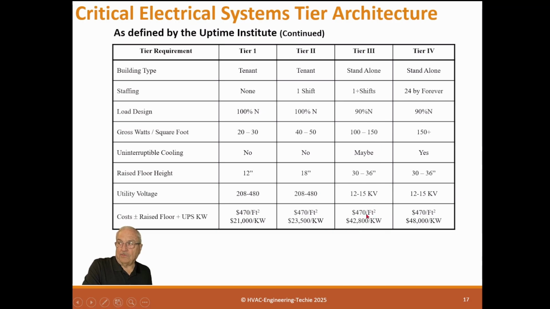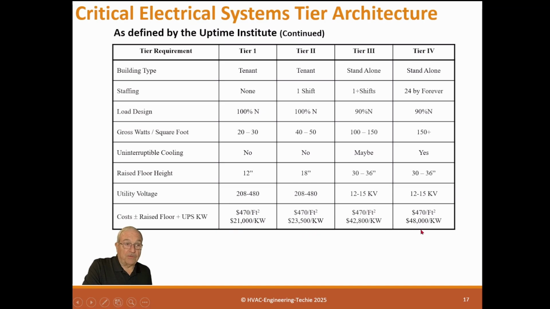Tier 3 is still $470 a square foot, plus $42,800 a kW. Now, this square foot cost will probably change because the floor heights have gone up, but not much. And then Tier 4 is still $470 a square foot plus $48,000 a kW. And these are the numbers I'm not real sure about. The building costs will have general inflation applied to them, but this other probably not.